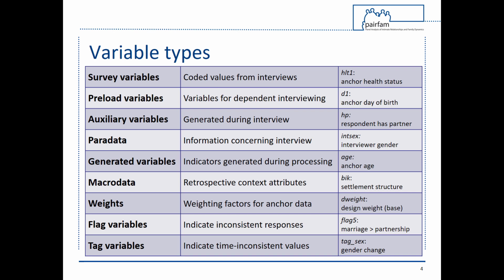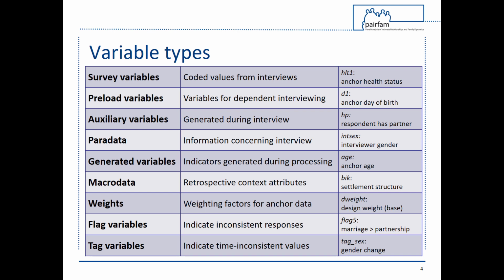Auxiliary variables are generated during the interview and are also used to improve filtering and question wording. The variable HP, for example, stores whether the anchor respondent has a partner and determines which follow-up questions are posed to the anchor. Paradata includes information concerning the interview situation and the interviewer. The variable int sex, for example, stores interviewer gender.